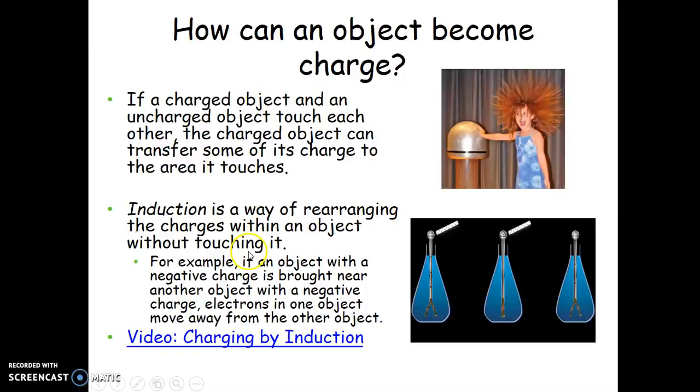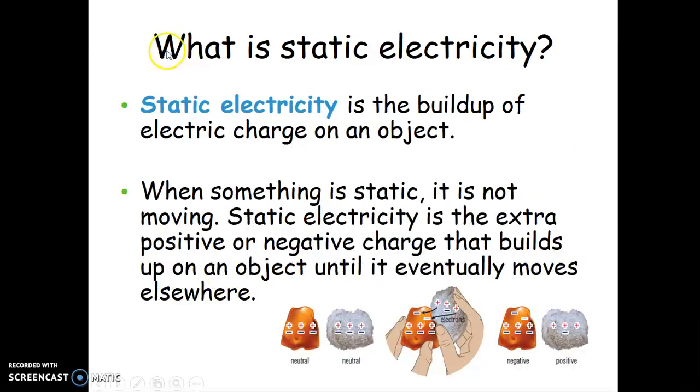Induction is another way of rearranging charge without touching. That's what you need to know. Induction is how you can charge an object without touching it. So, for example, if an object with a negative charge is brought near another object with a negative charge, the electrons in one object can begin to move away from the other. And here's a quick video on charging by induction I would love you guys to watch in your independent station.